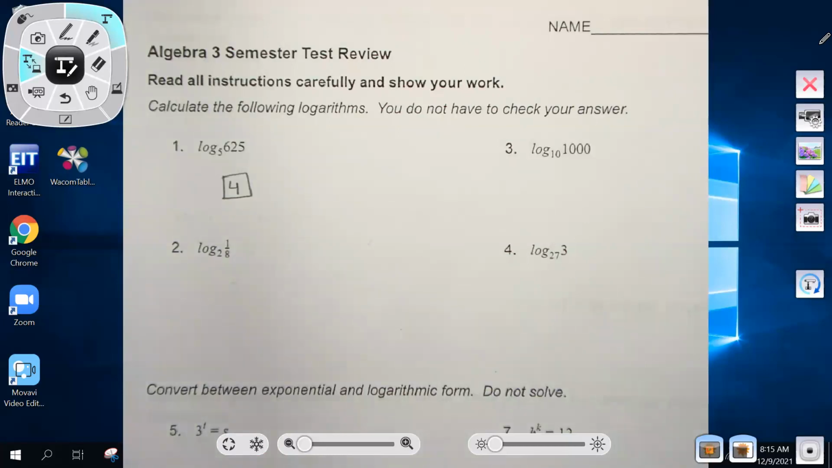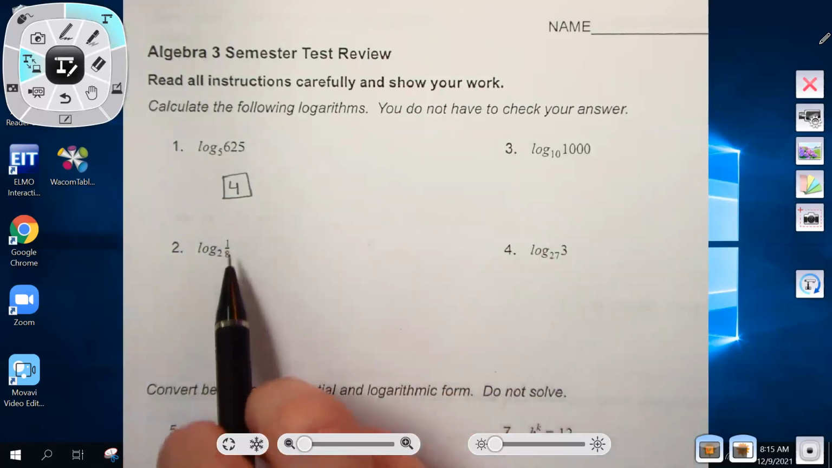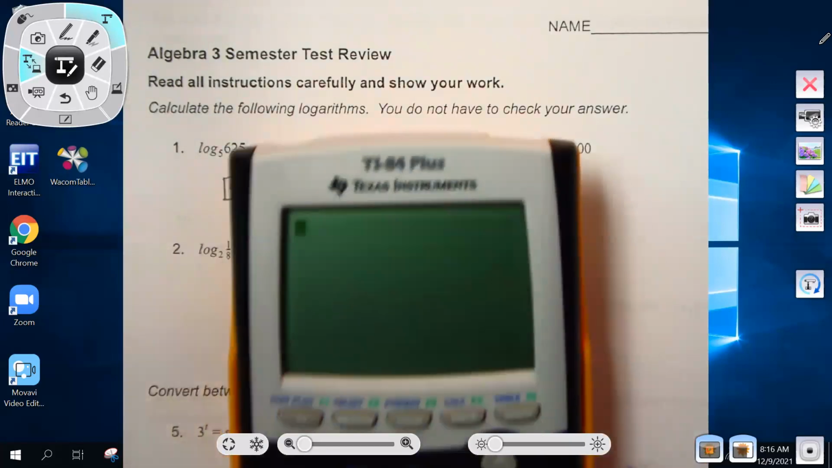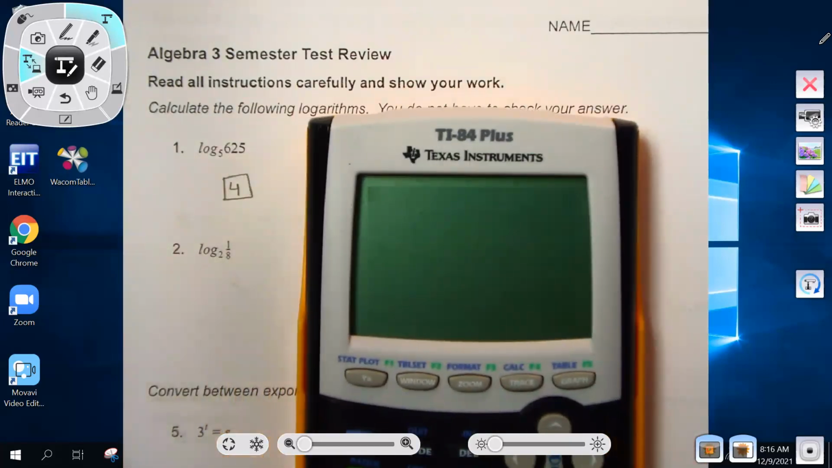Number 2, this logarithm is asking 2 to what power equals 1/8. If you raise a whole number to a power and you end up with a fraction, that means your exponent needs to be negative. So I would suggest starting with -2. If you don't know what that is as a fraction, we can change it to a fraction. It's not 1/8, it's 1/4.